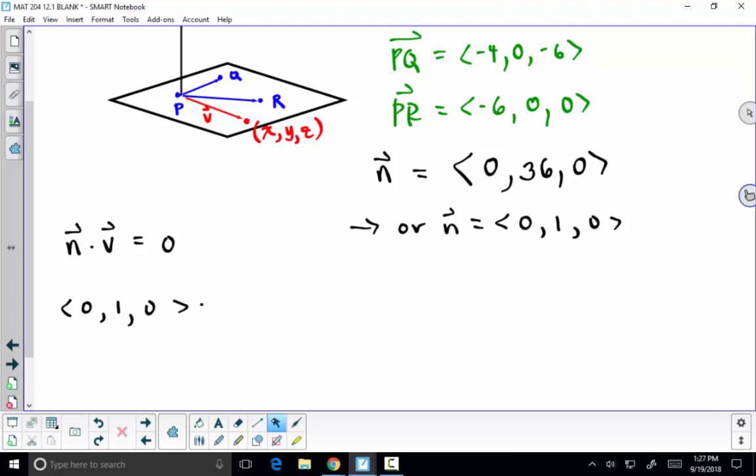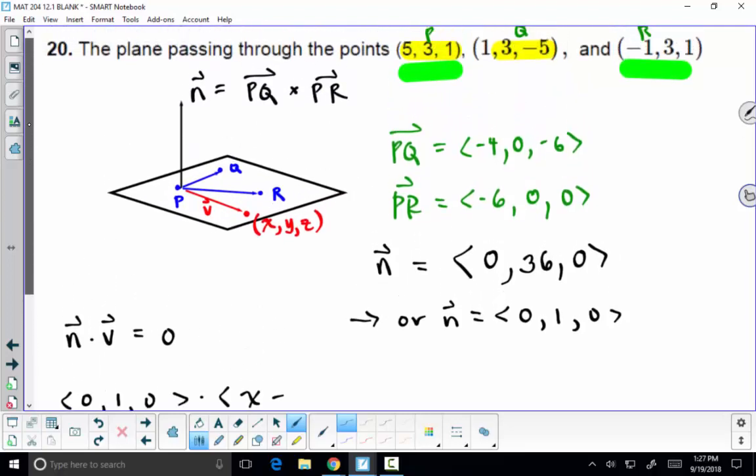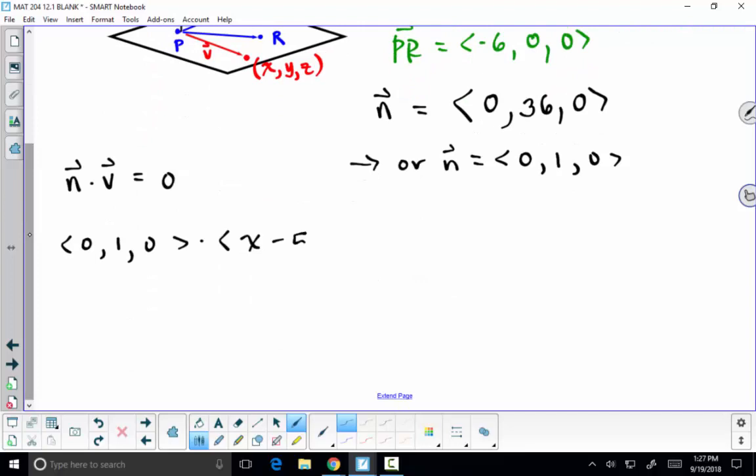Now your question was, let me see if I know what your question is. So I would build this as x minus p, where p was 5, 3, 1. That's how I would build that general displacement vector off p. So it's x, y, z minus the point. That's the general displacement vector.